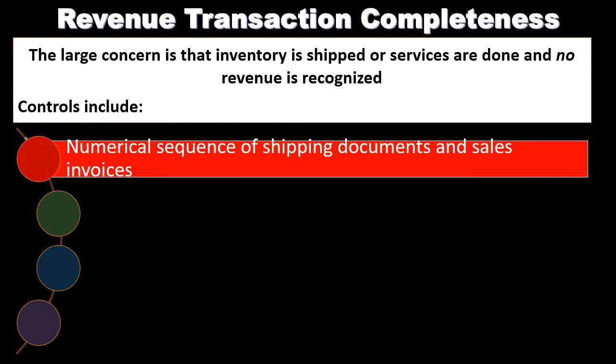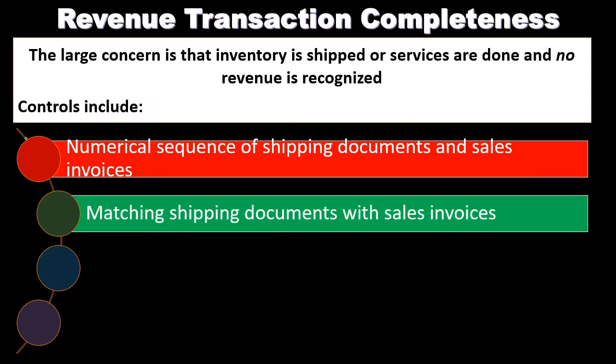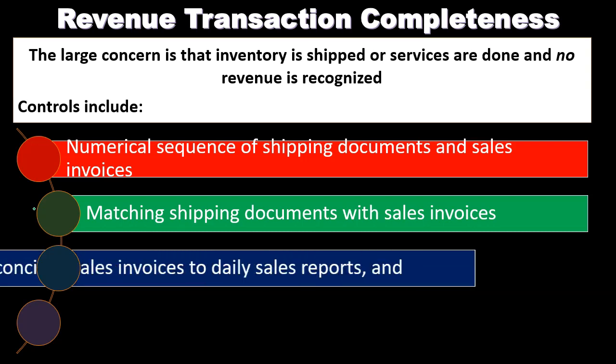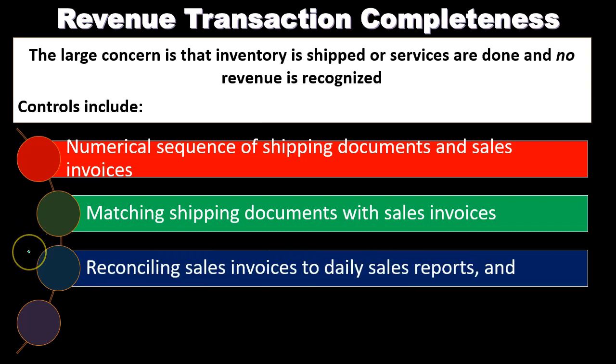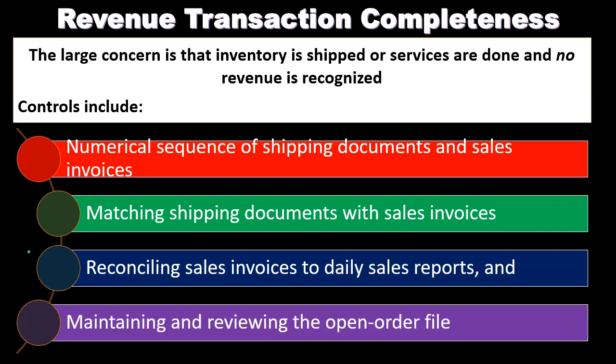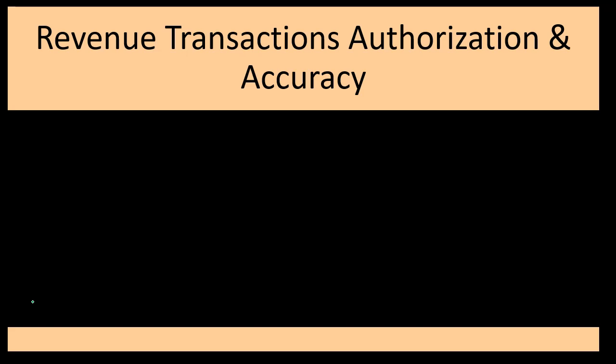The controls include numerical sequence of shipping documents and sales invoices, matching shipping documents with the sales invoice. So we should be having the sales invoice and the shipping document matched up, reconciling sales invoices to the daily sales reports, and maintaining and reviewing the open order file.